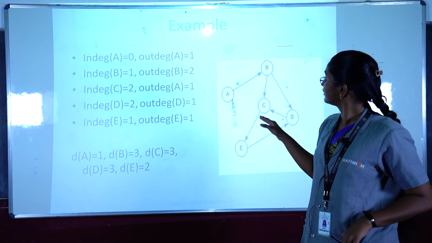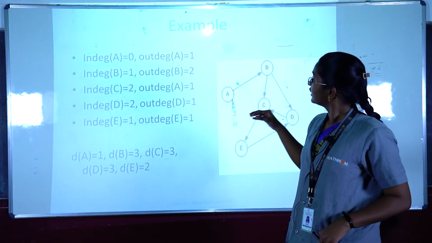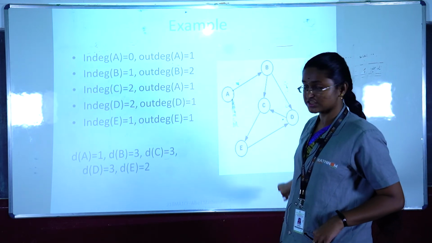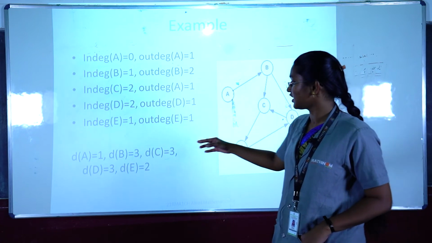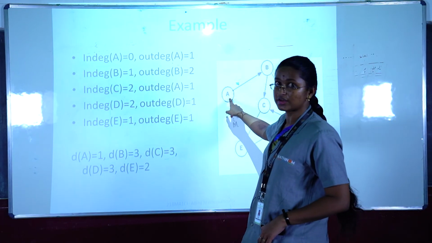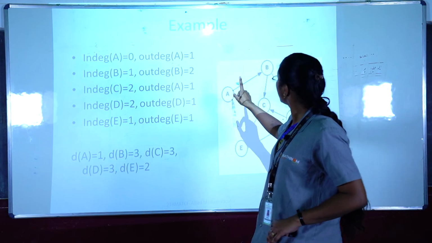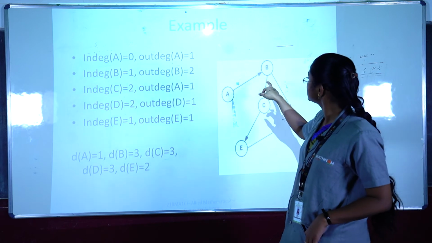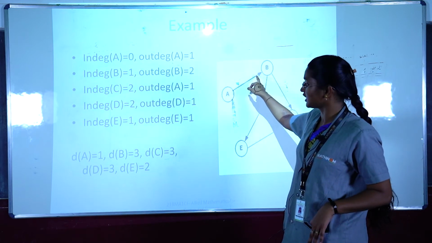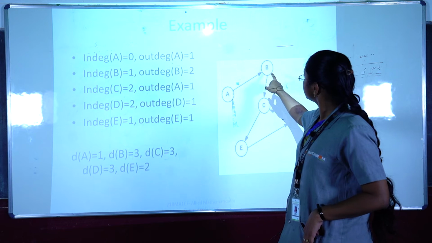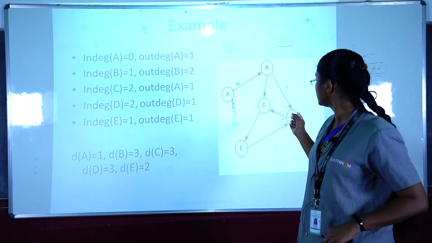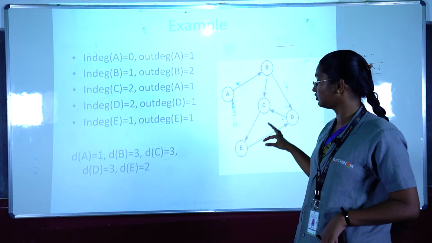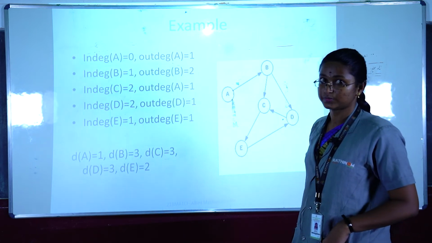If we consider the graph to be undirected, that means no direction is defined, then the degree of A is equal to 1. That is, only one edge is incident with A. The degree of B is 3, because three edges are incident to the vertex B, and for C the degree is 3, for D the degree is 3, and for E the degree is 2.